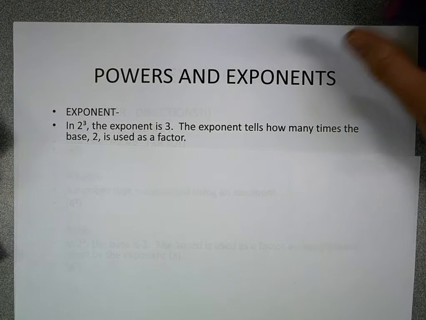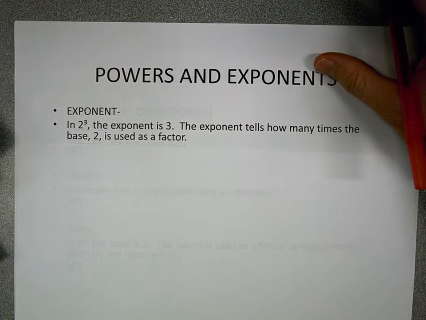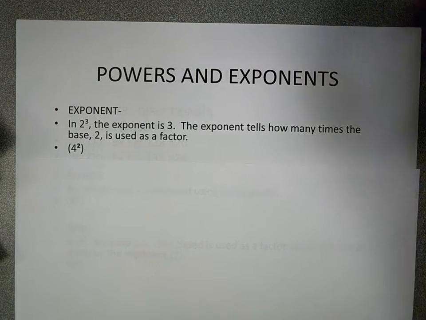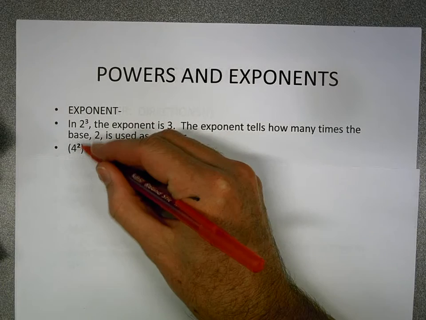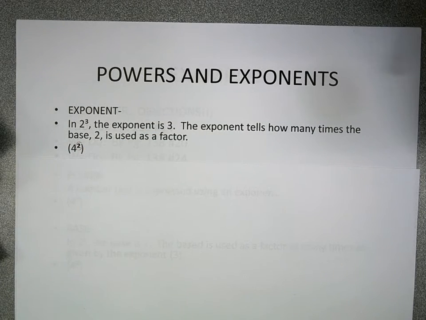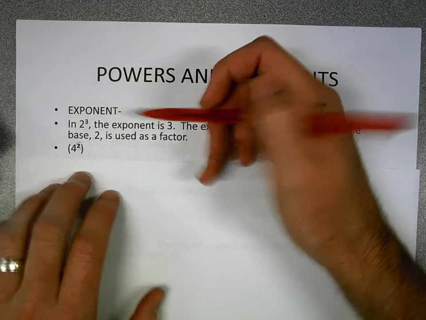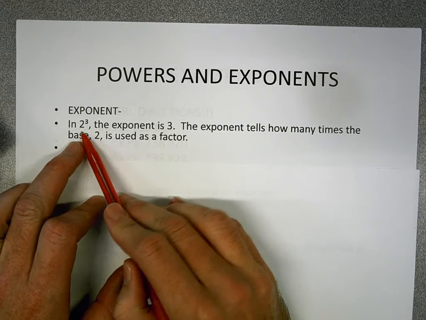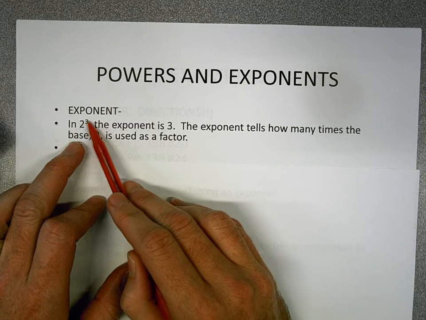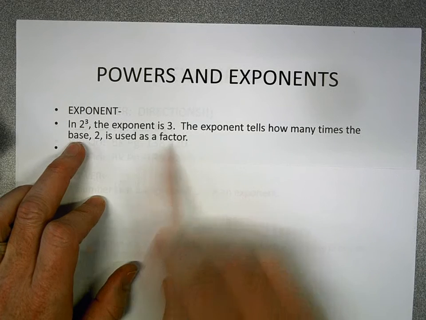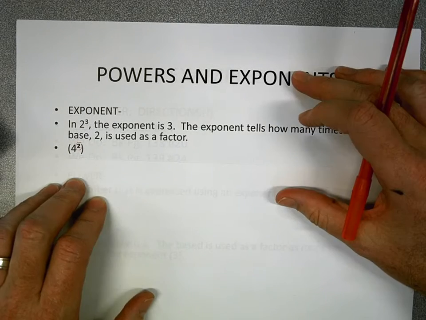All right? So if you want to write this in your little example box on the side, 4 squared, the 2, that is your exponent. And what it means by 2 used as a factor is, of course, on this one here, that there are 3 of these multiplied together. Okay, that's what that means by factor.